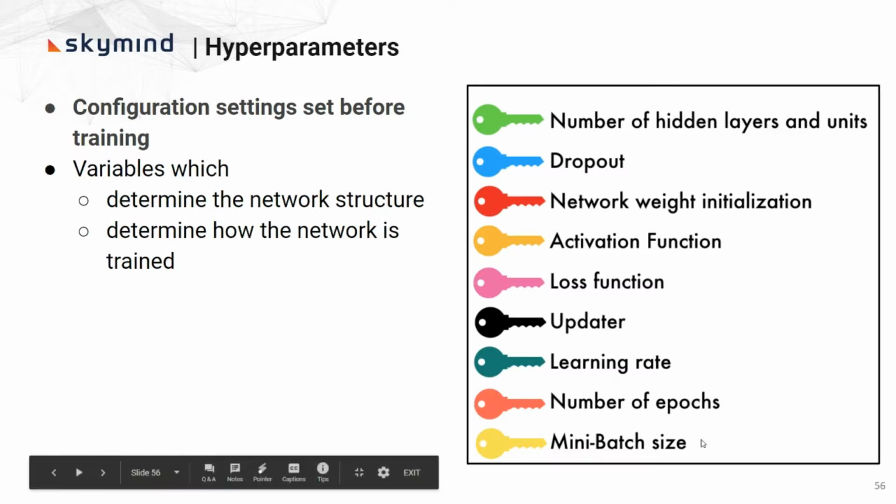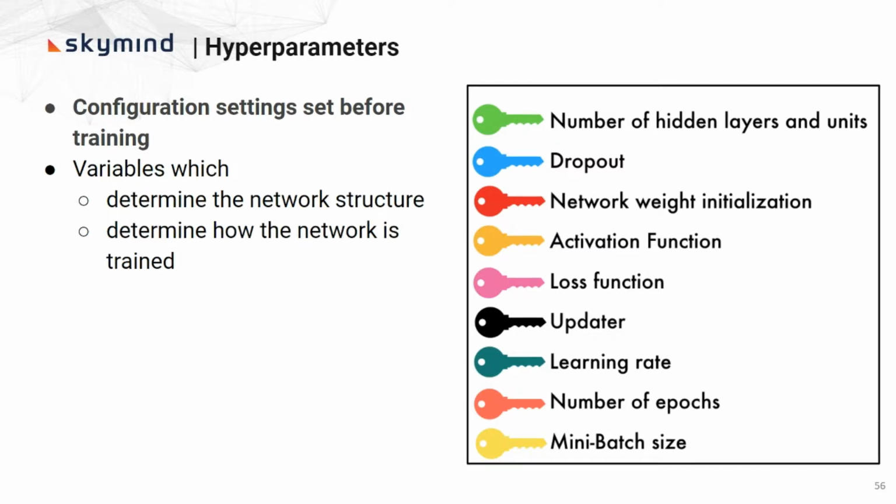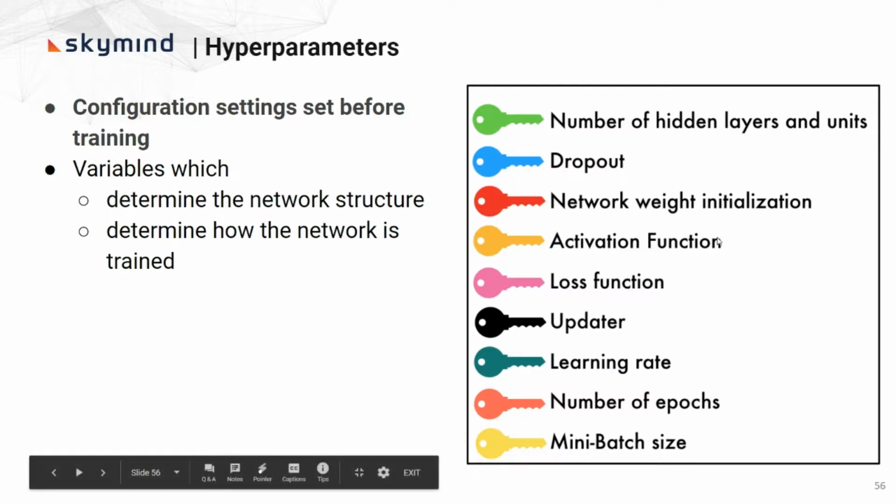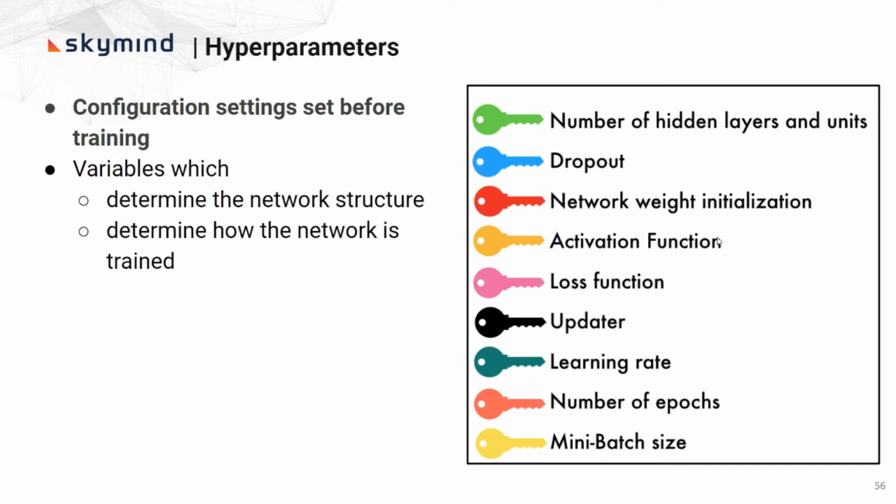And also, you have mini batch size, where you pass in batches of images or batches of data into your network during training. These are the hyperparameters that can change your output accuracy. So you can play around and test it out to see which one gets you a good enough model that you might use later on.